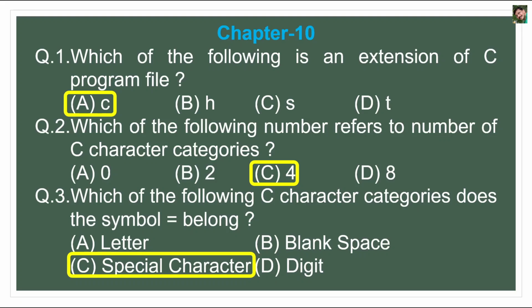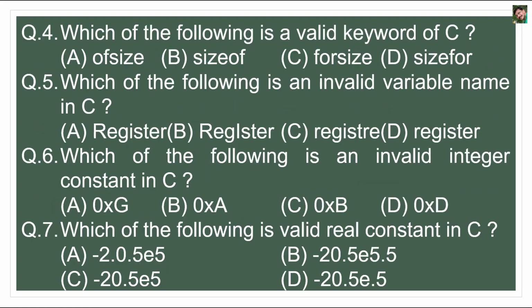Moving on to question number 4. Which of the following is a valid keyword of C? Now first you need to understand what a keyword is. A keyword is a special word of that particular language which has some special meaning in that language which we cannot change. And we must use that word as it is defined in that particular language. So out of these 4, sizeof, that is option B, is the correct answer.